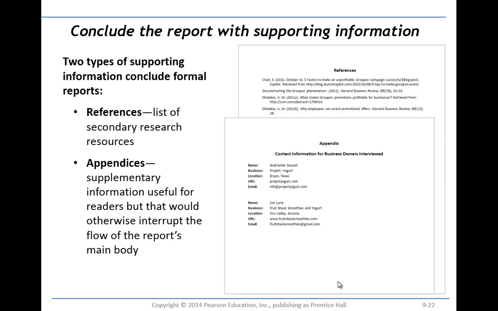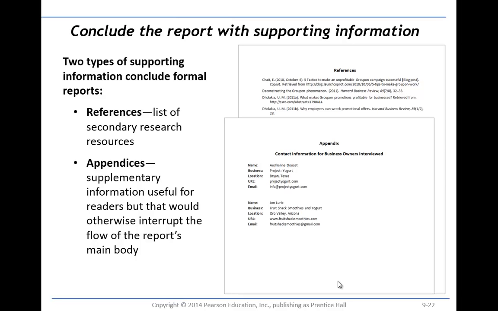Formal reports may conclude with 2 types of supporting information: references and appendices. As Figure 9.9d illustrates, the Groupon report contains both types of supporting information. References. If a report uses secondary research sources, create a reference section to list the sources. The reference section begins on its own page, immediately after the detailed discussion, or body of the report. Use an appropriate documentation method, such as APA, which is the American Psychological Association, or CMS, Chicago Manual of Style, or MLA, Modern Language Association.